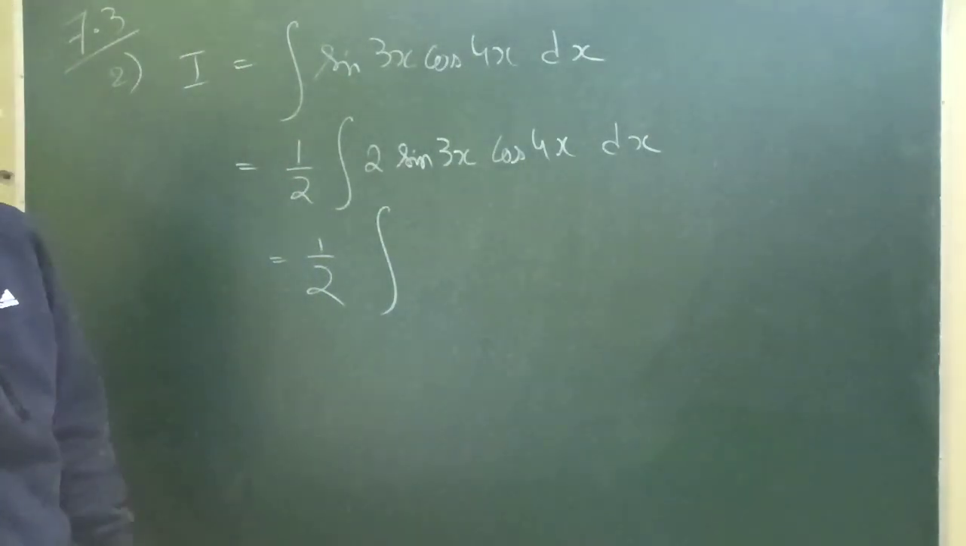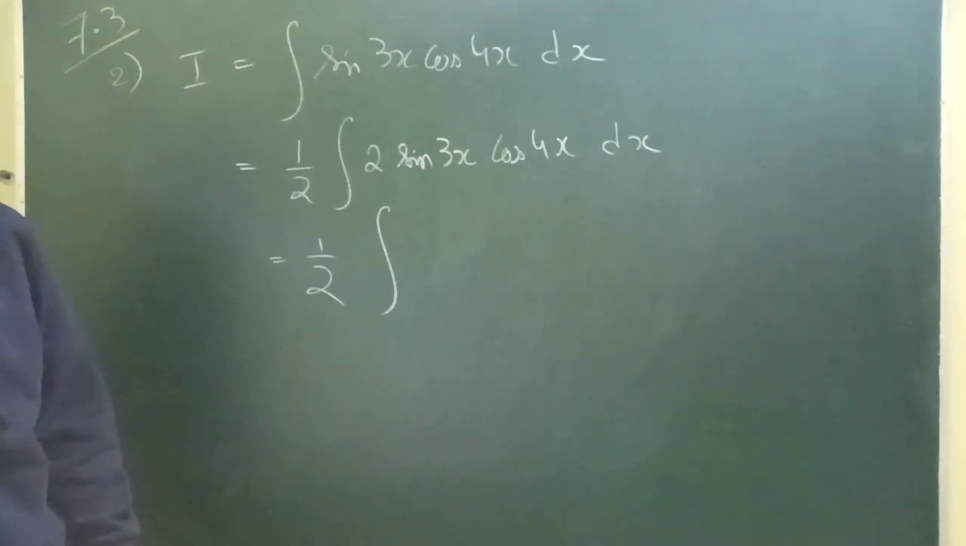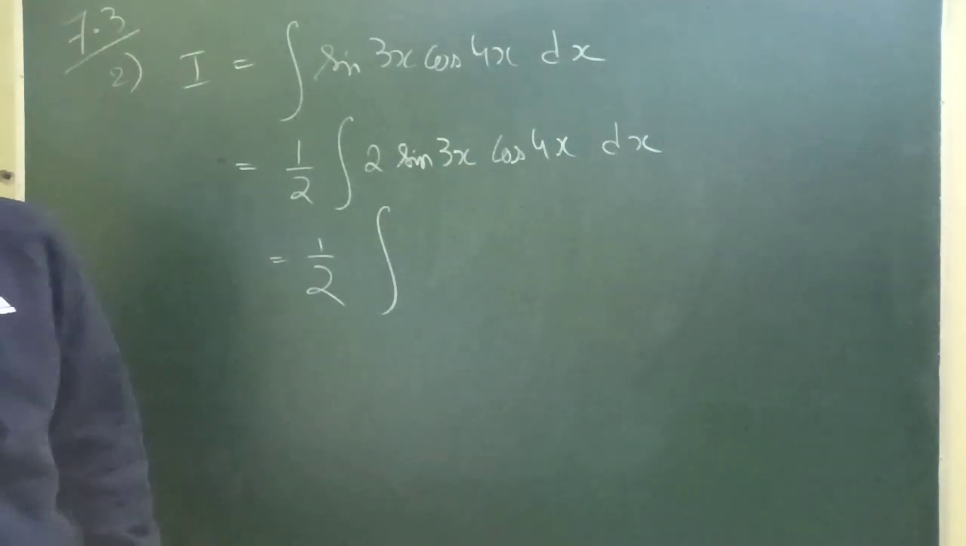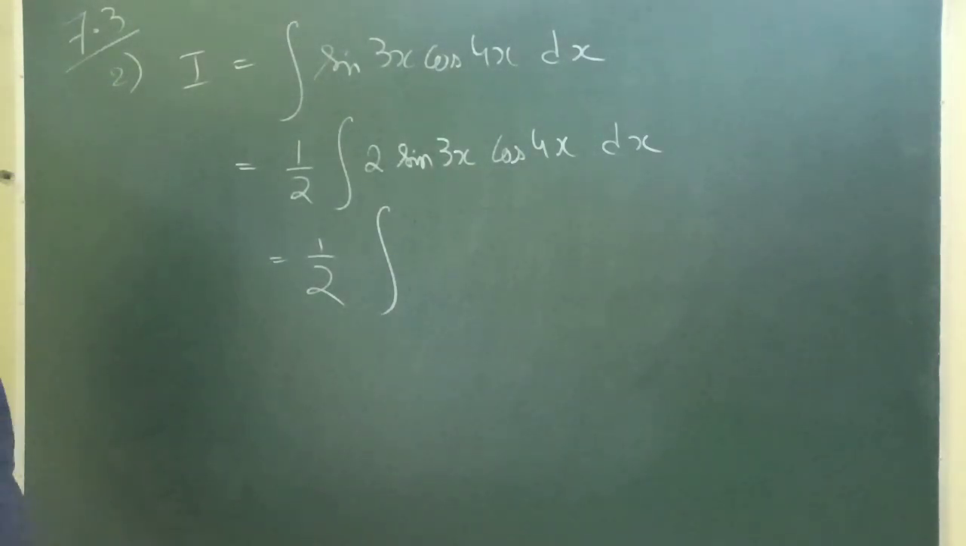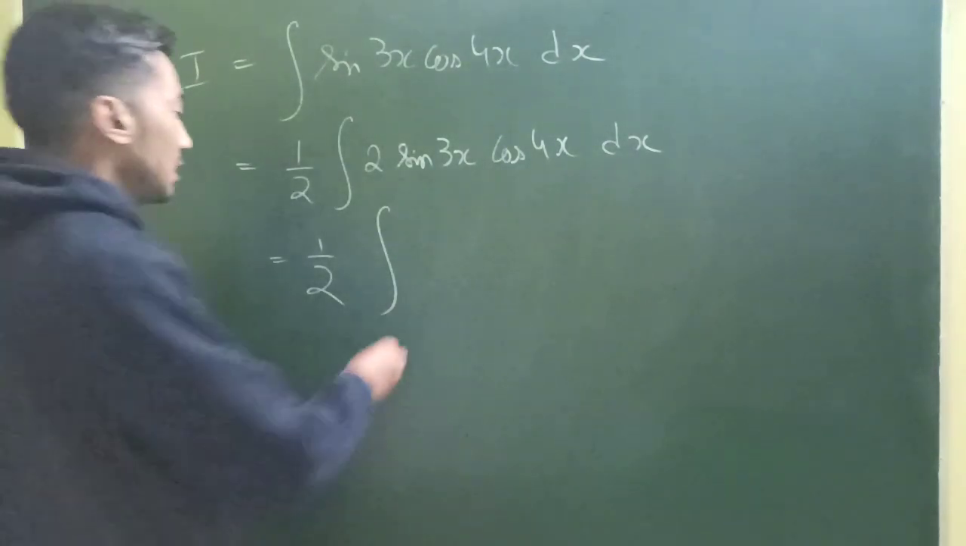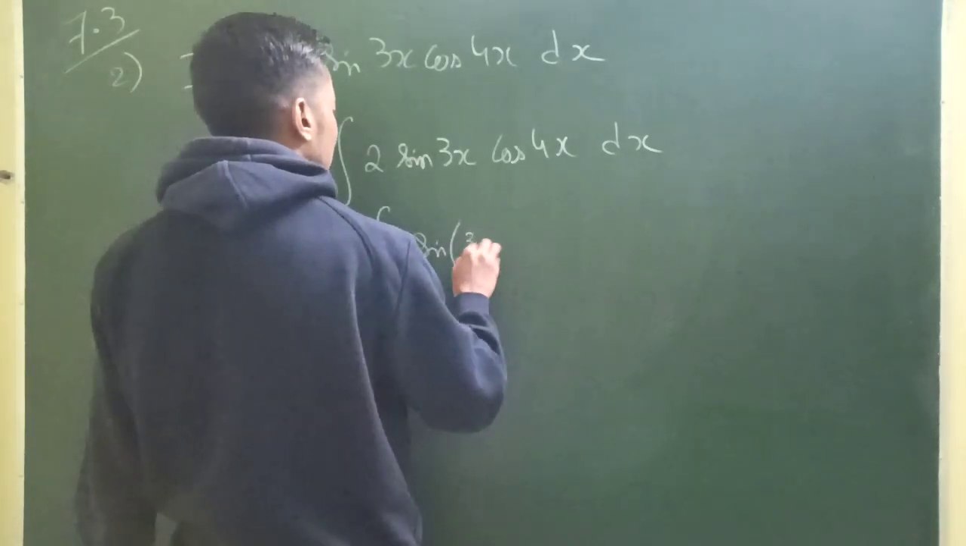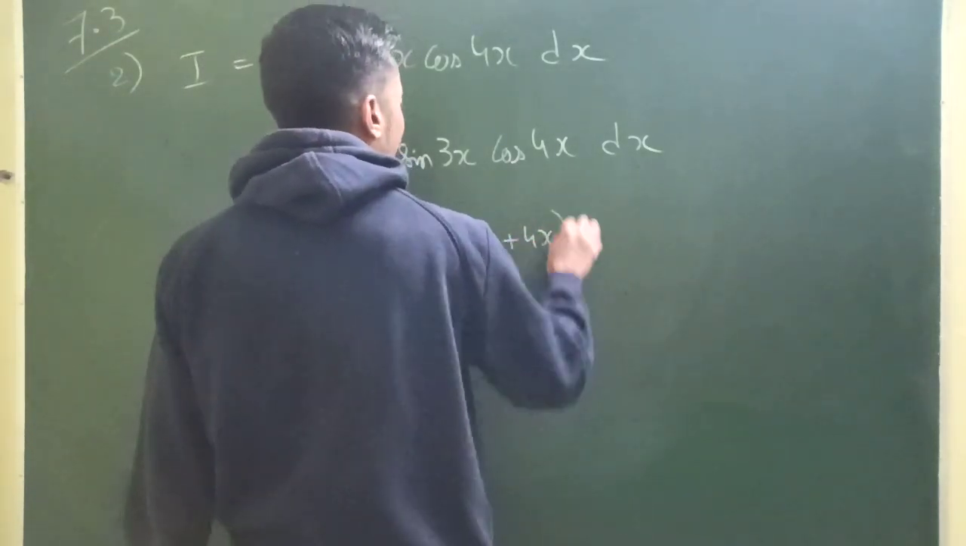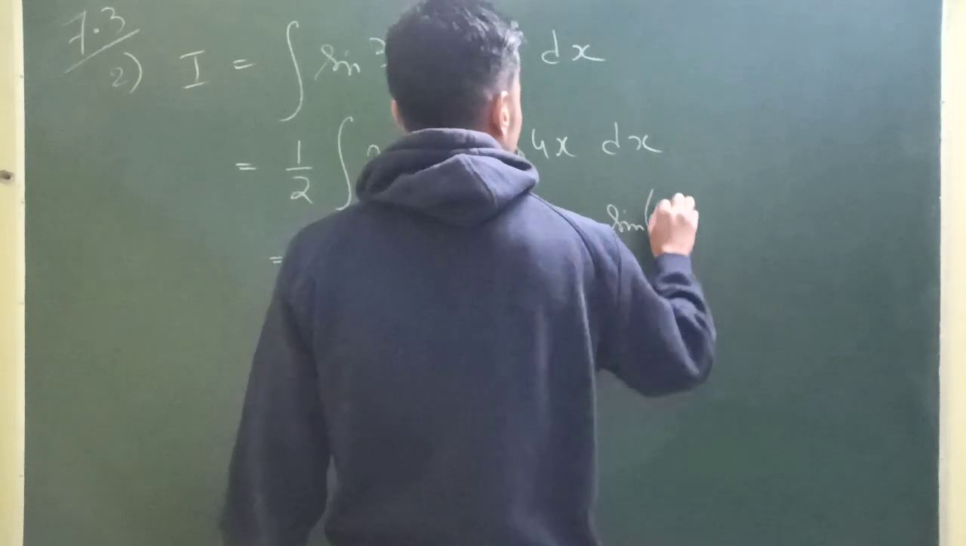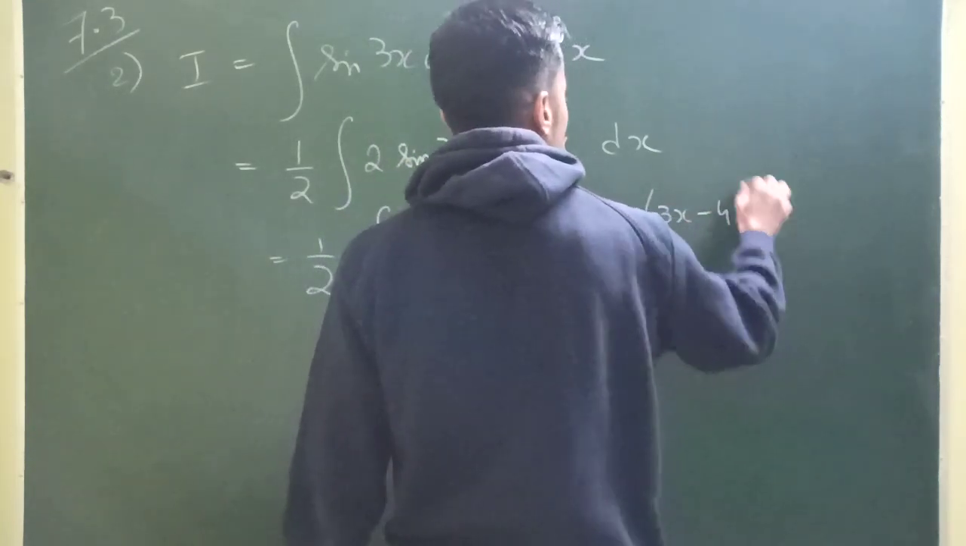So twice I've multiplied and divided by 2 so that I can use that particular formula of twice of sine A cos B. You may have it with you, you may have already written it down. So let's see, what can we do there? Twice of sine A cos B will be sine of A plus B plus sine A minus B.